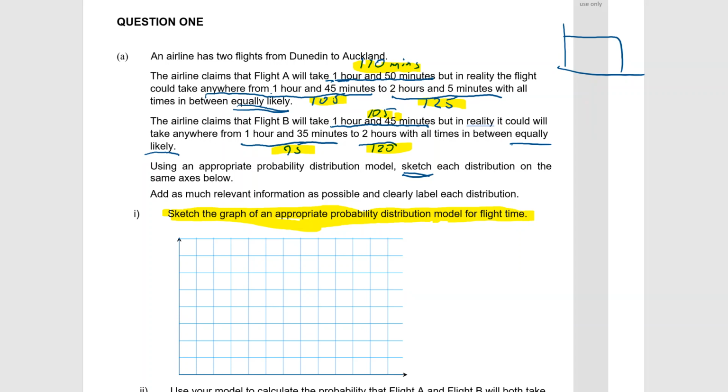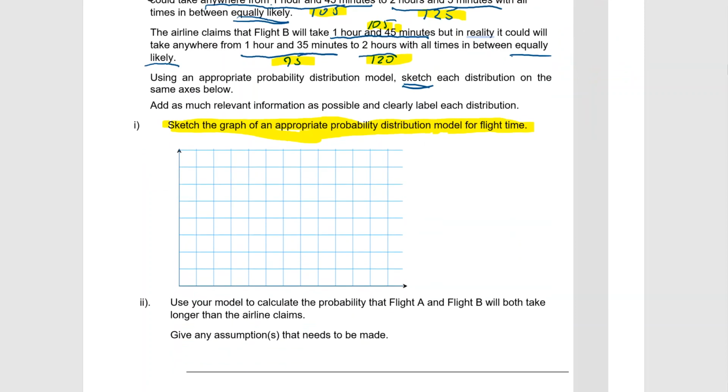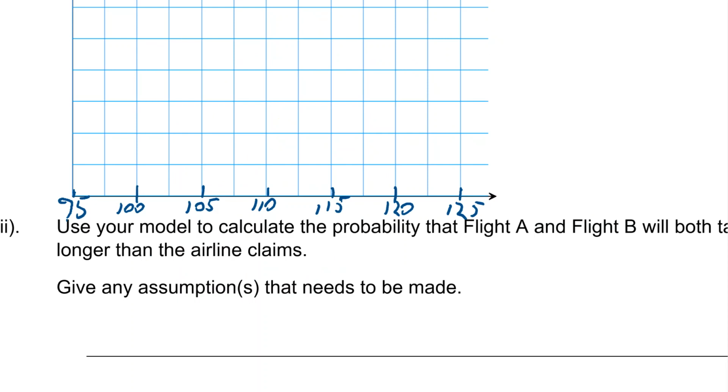Okay, cool. So now we can see we need the scale to go from what? From 95 up to at least 125. And so I can count the number of columns I've got to work with and work out the easiest way to do that. There's a few ways you could do it. I opted to start at 95 and make every 2 columns count as 5, and labeling it flight time in minutes.